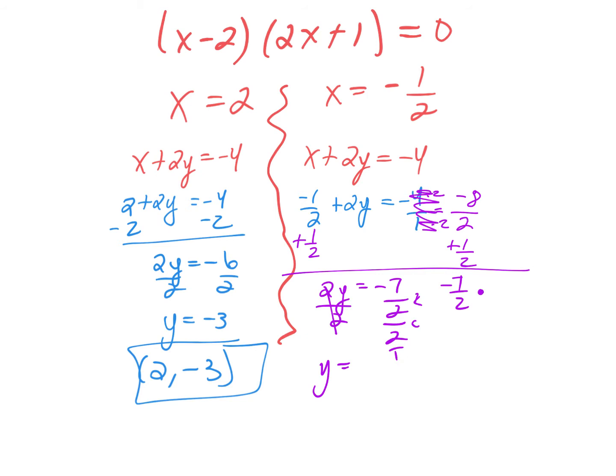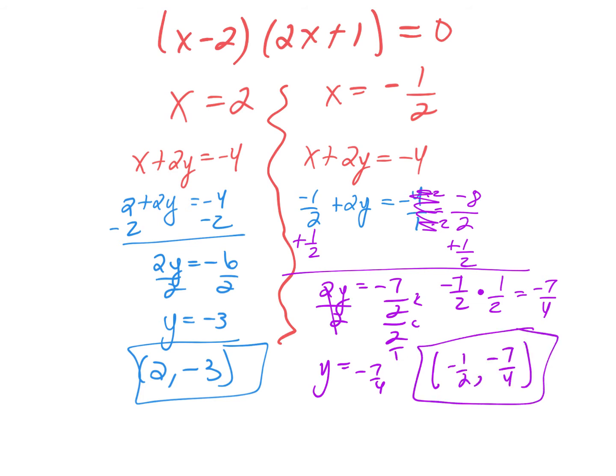2 over 1 becomes 1 over 2. So I get negative 7/4. So when I plug in negative 1/2, I get out negative 7/4. And again, what can I do with that answer? Plug it in to make sure that it's right.